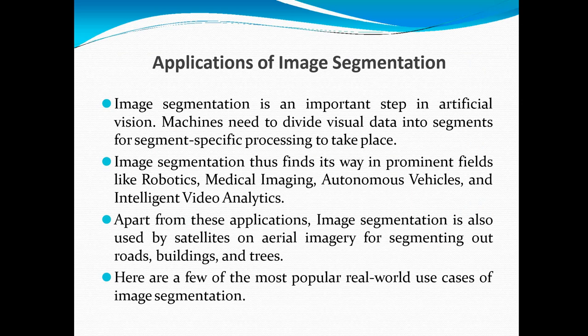Applications of image segmentation. Image segmentation is an important step in artificial vision. Machines need to divide visual data into segments for segment-specific processing to take place. Image segmentation thus finds its way in prominent fields like robotics, medical imaging, autonomous vehicles, and intelligent video analytics. Apart from these applications, image segmentation is also used by satellites on aerial imagery.